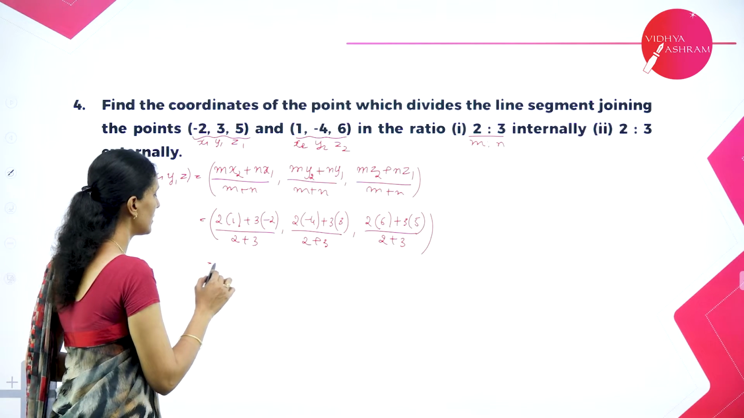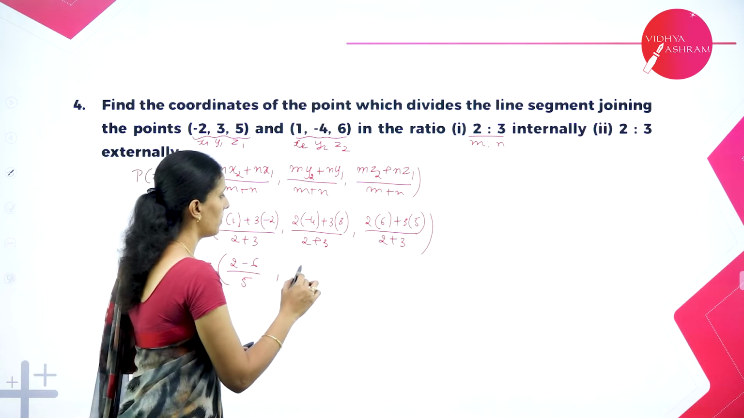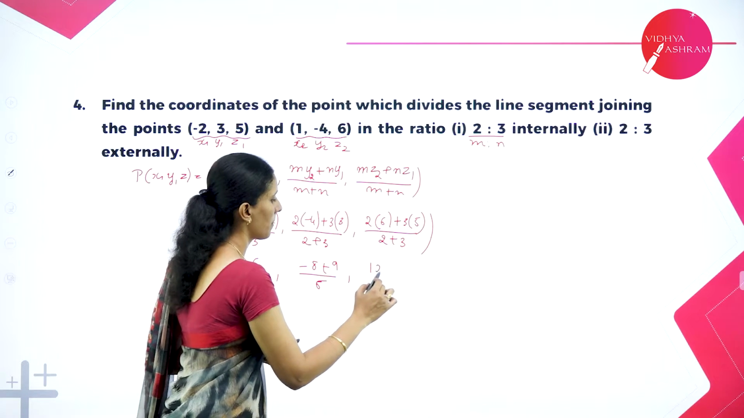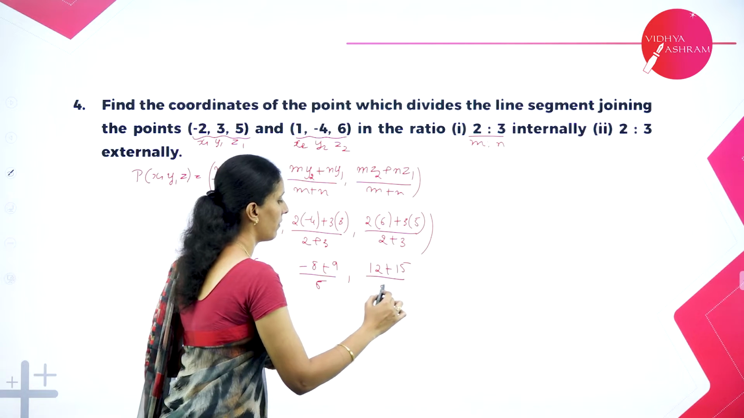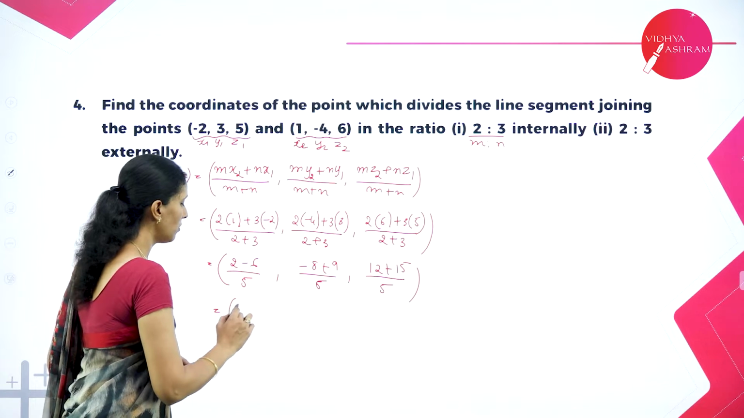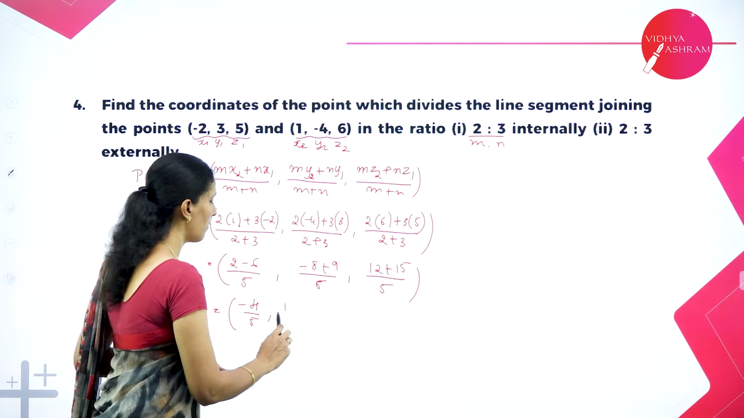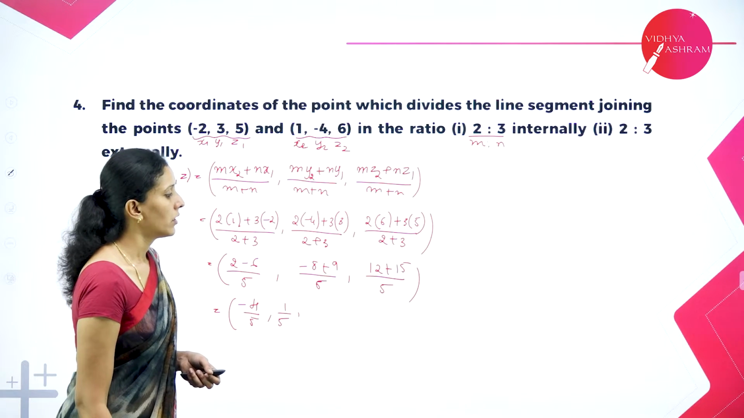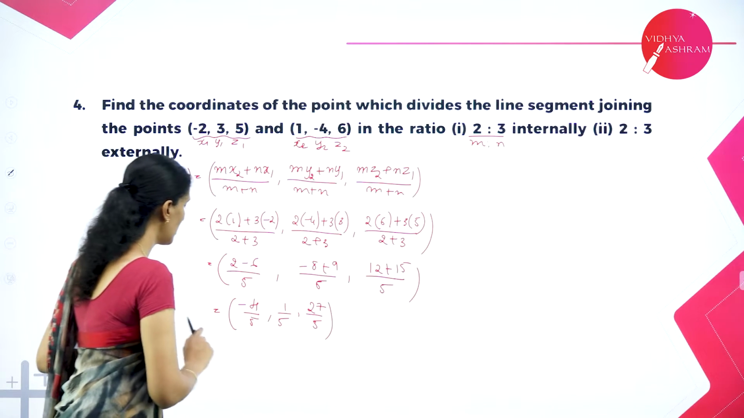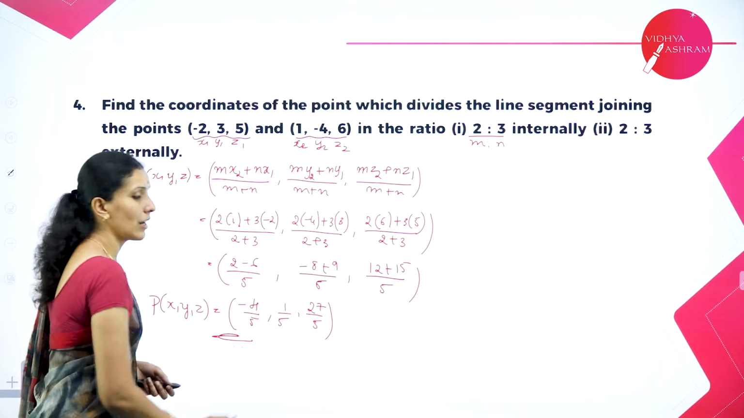Now let's solve this. This is (2 minus 6) divided by 5, comma, (minus 8 plus 9) divided by 5, comma, (12 plus 15) divided by 5. So 2 minus 6 is minus 4, so it is equal to minus 4 by 5, comma, minus 8 plus 9 is 1 by 5. And 12 plus 15 is 27, so it is 27 by 5. So this is the coordinate of the point which divides the line internally.